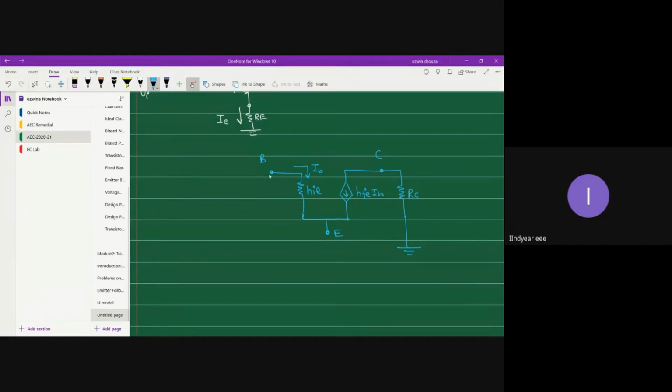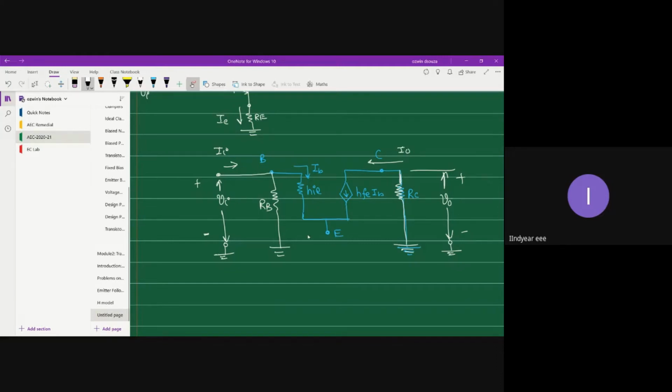And on the input side, I have RB, and then I have my VI with respect to ground. Similarly, I'll have my V0 measured with respect to ground. Let me put the polarities. So this is my II and this is my I0.